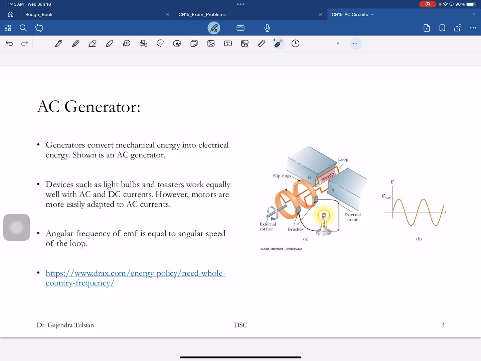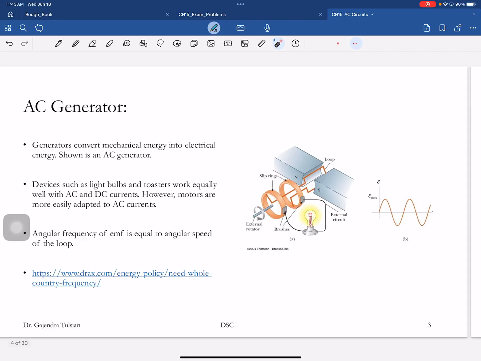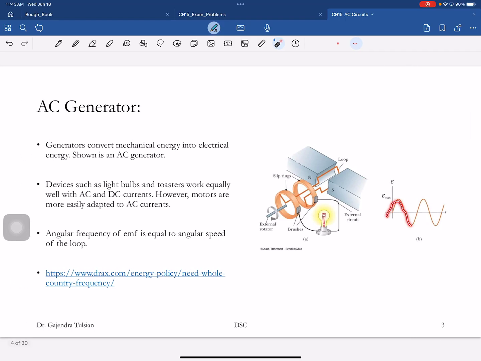And you know how to rotate this thing. How do you rotate it? In a dam, the flowing water rotates it. In a windmill, the wind turning the blades rotates it, and so on. So this is the AC voltage you get. Now, if this thing is rotating 60 times a second, you get a frequency of 60 hertz. The angular frequency of the EMF is equal to the angular speed of the loop. Now this is the source we're going to feed our circuit.